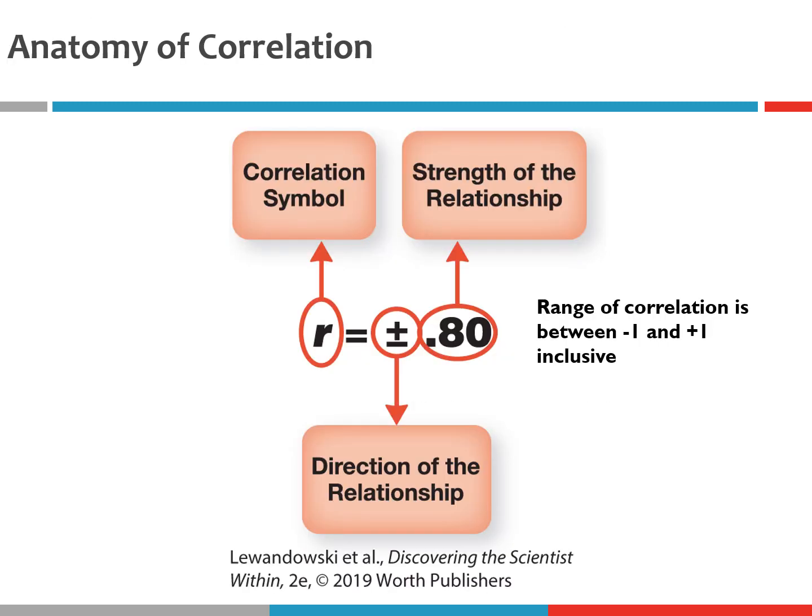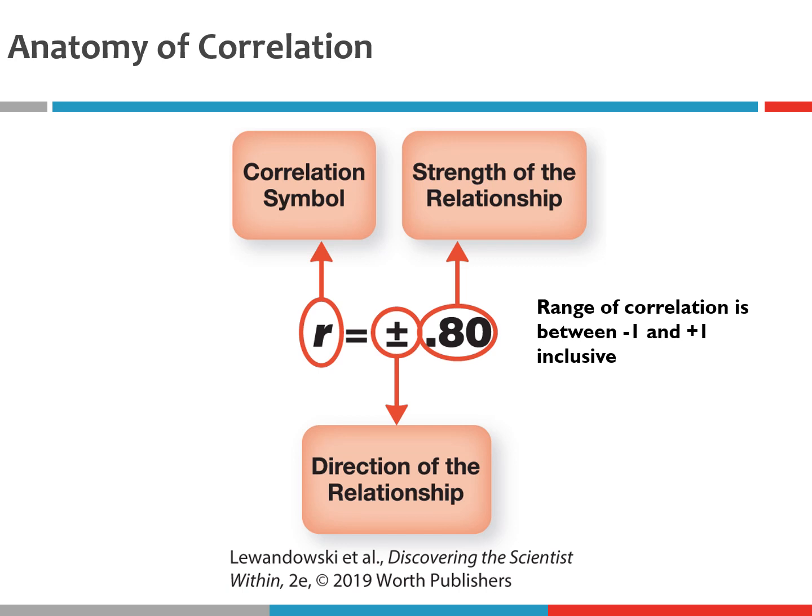Here's what a correlation looks like. You see the little r. That's the Pearson product moment correlation. We just call it little r, right? The relationship can either be positive or negative. Positive correlation means the two variables go together in the same direction. Negative correlation means the two variables go in opposite directions. So with a positive correlation, as one variable increases, a second variable also increases. With a negative correlation, as one variable increases, that second variable decreases. So they go in opposite directions.